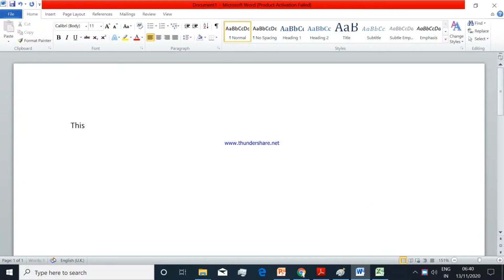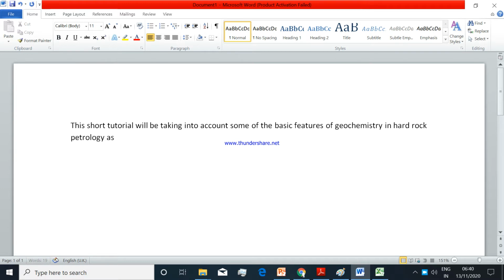This short tutorial will be taking into account some of the basic features of geochemistry in hard rock petrology, as well as some of the notations taken into account.